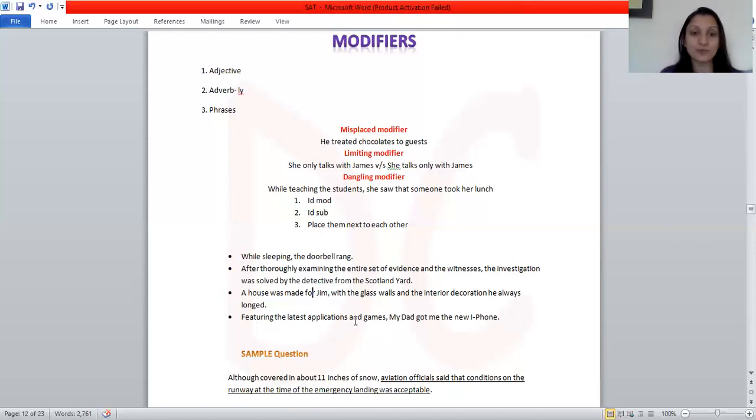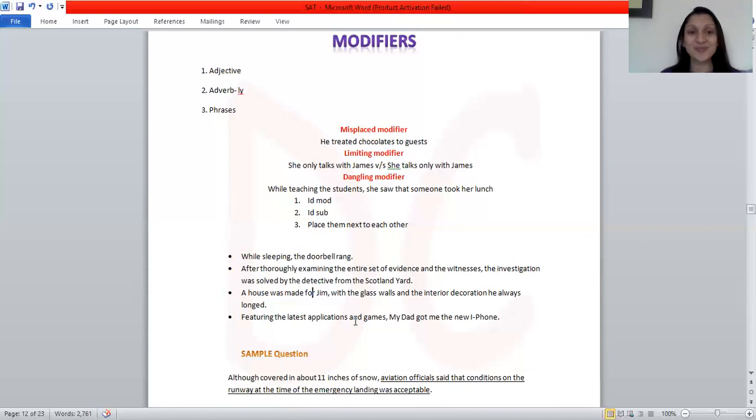Either you put this iPhone just after featuring, or you simply say, my dad got me the new iPhone, comma, featuring the latest applications. So just change the way the sentence is written. Just put the second part first, first part second. And then it'll be corrected.